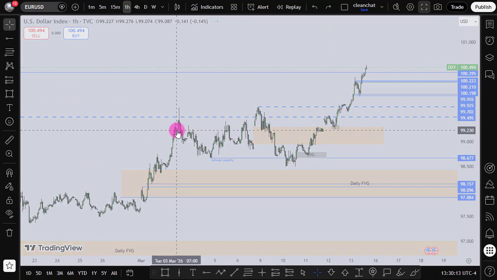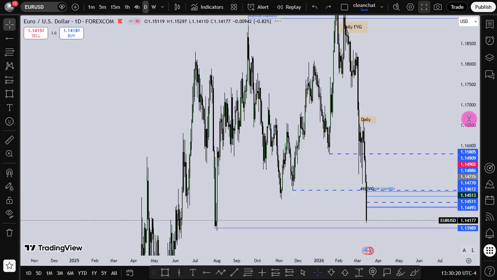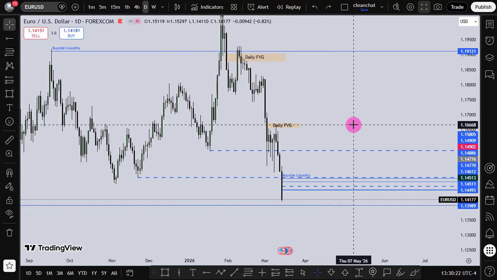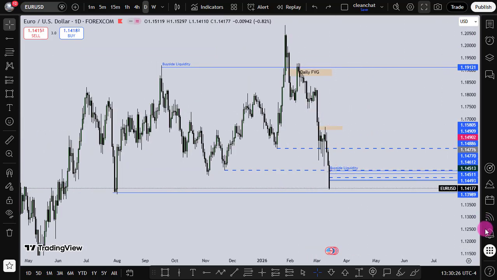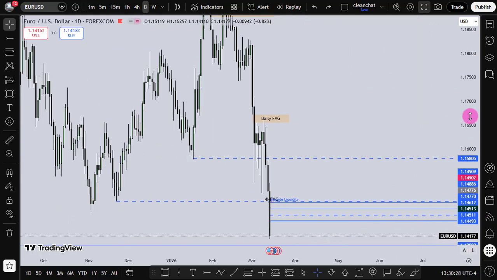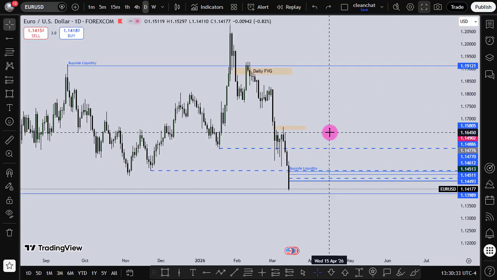Let's go to the Euro USD. These are the pairs that I trade. So we have already analyzed it on Saturday last week, and I called where price will go to. Then if you're on your chart, yes guys, price perfectly delivered as we were anticipating.